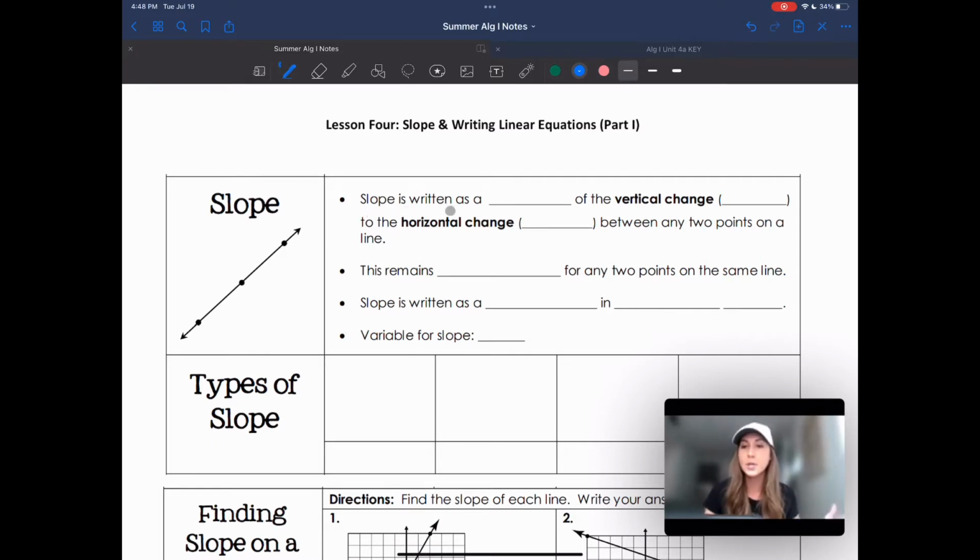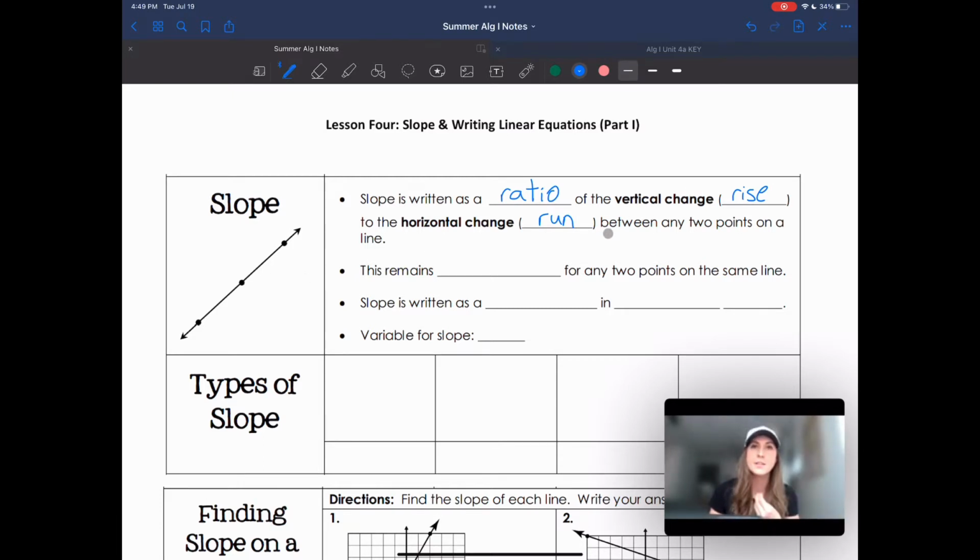So it says slope is written as, let's fill in these blanks here. This is going to be a ratio of the vertical change, which we also call the rise, to the horizontal change, which is also known as the run, between any 2 points on a line. Okay, so you guys have probably talked about slope already. So basically a slope is, if you just think about it, it's really just like the steepness of a line, okay? It's really that simple.